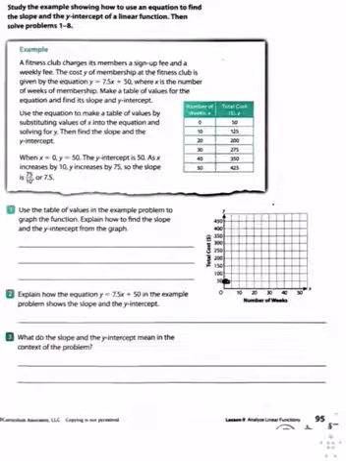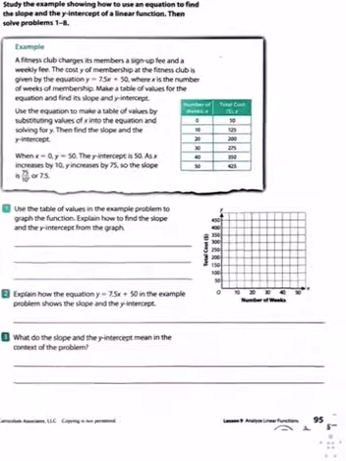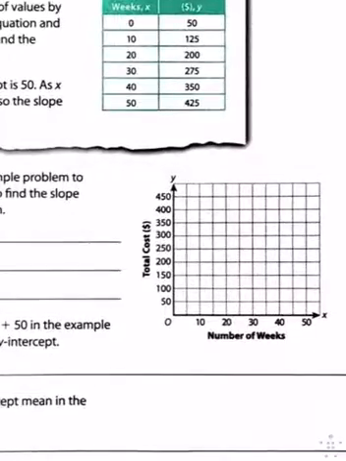125. For this part, I am going to go ahead and make this graph bigger just so you can see it. So we're going to start off with 0 and 50. We then go to 10 and 125, 20 and 200, 30 and 275, 40 and 350, and 50 and 425. As you can see, it does make a straight line.